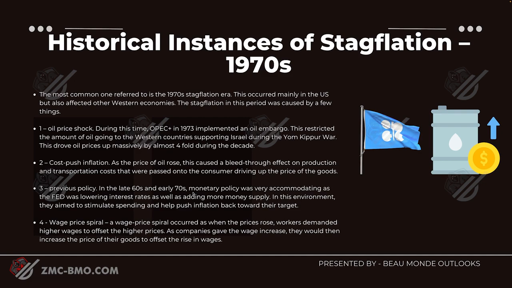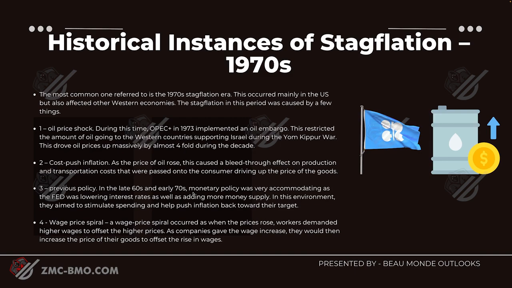Number one was an oil price shock. During this time, OPEC Plus in 1973 implemented an oil embargo. This restricted the amount of oil going to Western countries supporting Israel during the Yom Kippur War. This drove oil prices up massively by almost fourfold, so almost four times the amount during that decade. So OPEC restricted the amount of supply. Remember, to understand commodities, just follow supply. If the supply of oil is being restricted to a certain economy, that will naturally push prices up.